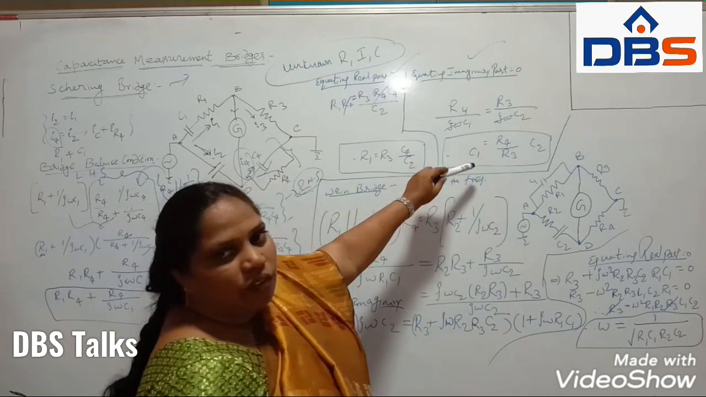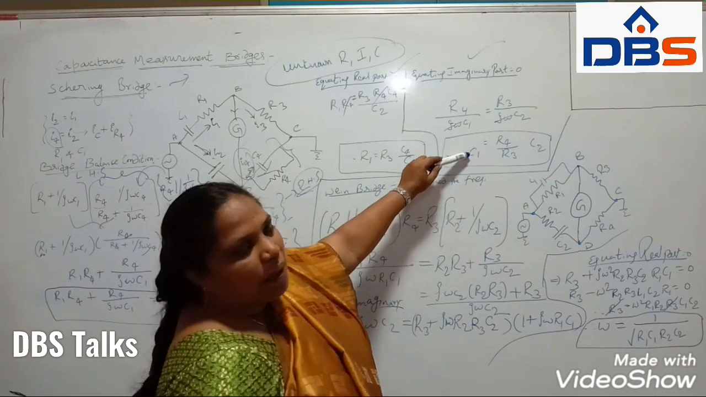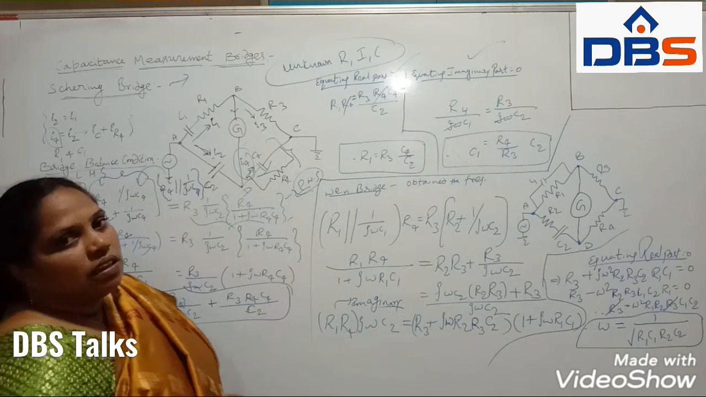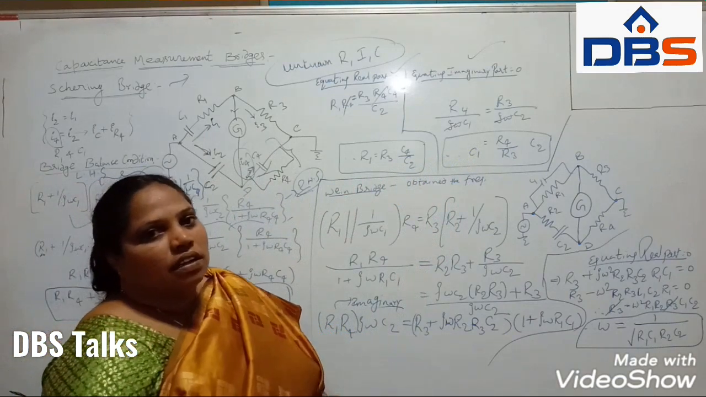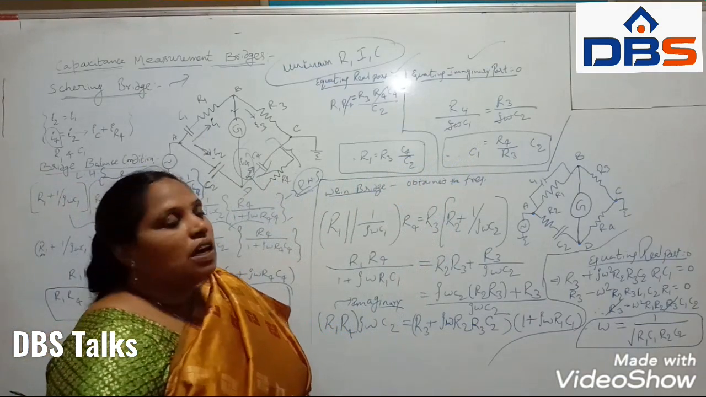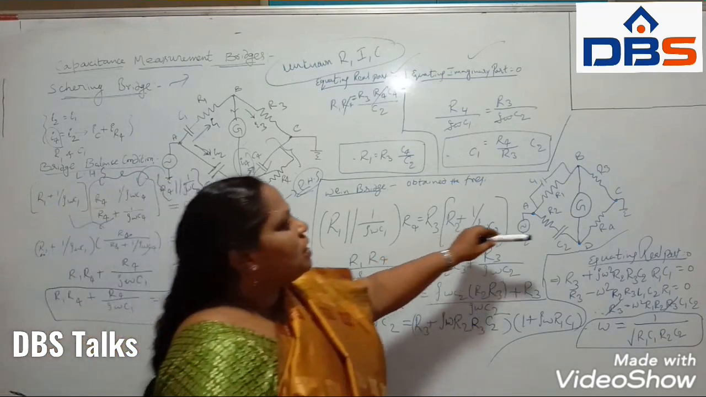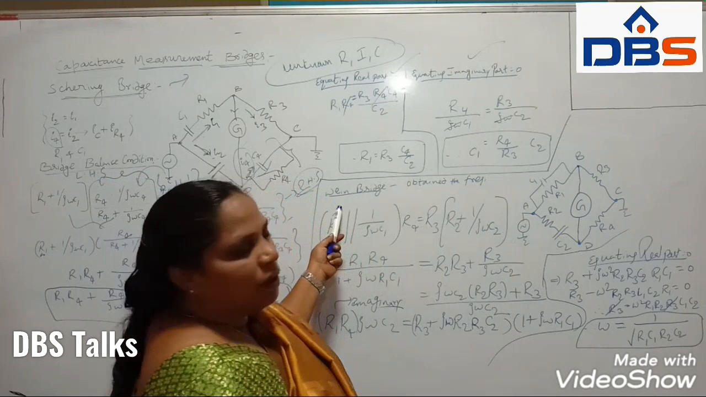So here we measure the unknown capacitor value from this Schering bridge. Another bridge concept is the Wein bridge concept. By using this circuit, we can take the Wein bridge.